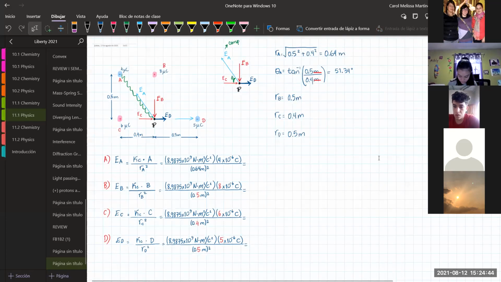How much do you get in the first one? 87,768.55. 56 rounded. Now, remember the units? For the electric field, the units are Newton over Coulomb, or Newton per Coulomb.